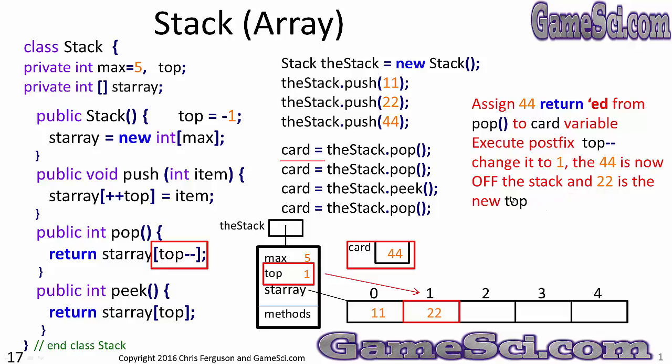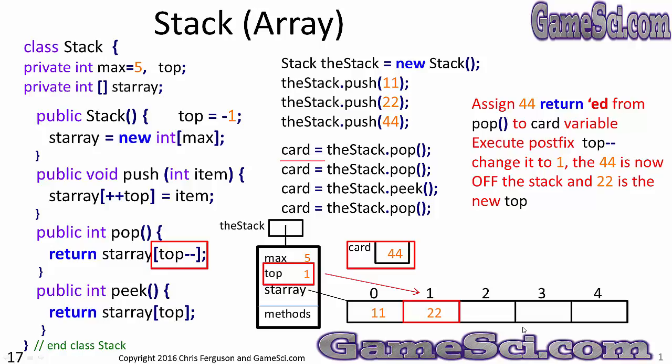Now this gets a little complicated because of the postfix notation. We are executing the card equal. The 44 that was sent back is assigned to the variable card. After that, the top minus minus executes. Top changes to a 1. And you can see now the top of the stack is pointing to 22. Well, if the top of the stack is pointing to 22, the 44 is now off the stack.